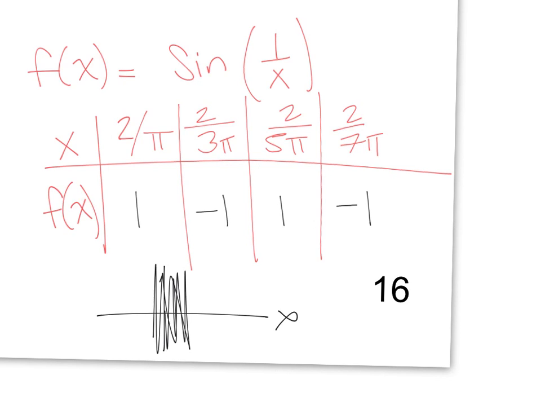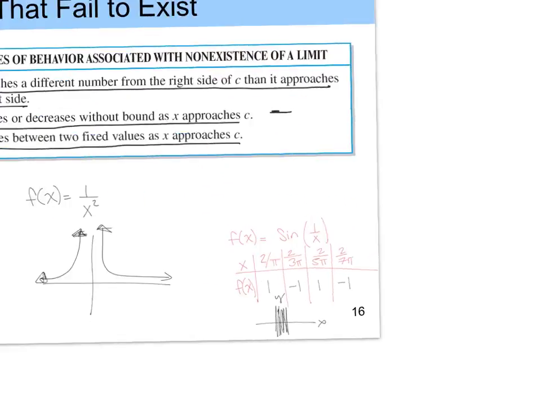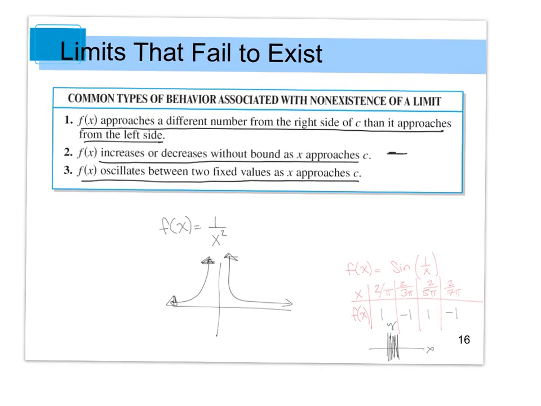And if I were on the x or y axis and I try to zoom in, the more I zoom in, the more oscillations I keep seeing. So it's not clear that I'm approaching a specific value. So therefore, as f of x oscillates between two fixed values as x approaches C, there's no limit. There's no limit that's existing at that specific value.